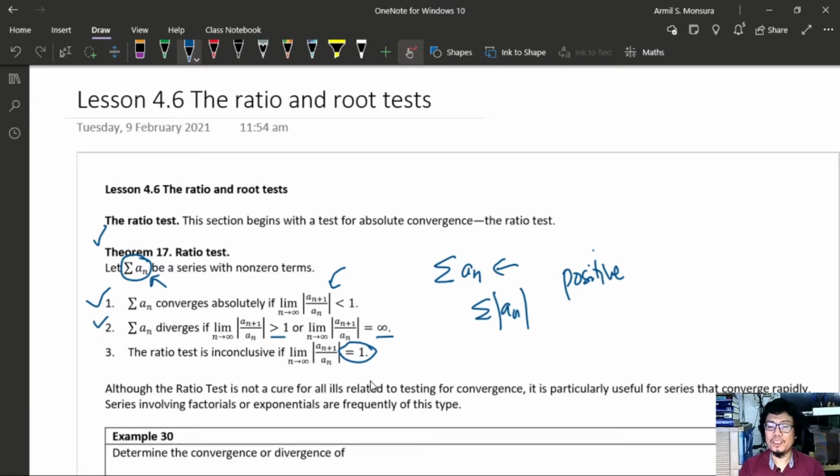To what type of series can we apply the ratio test most effectively?